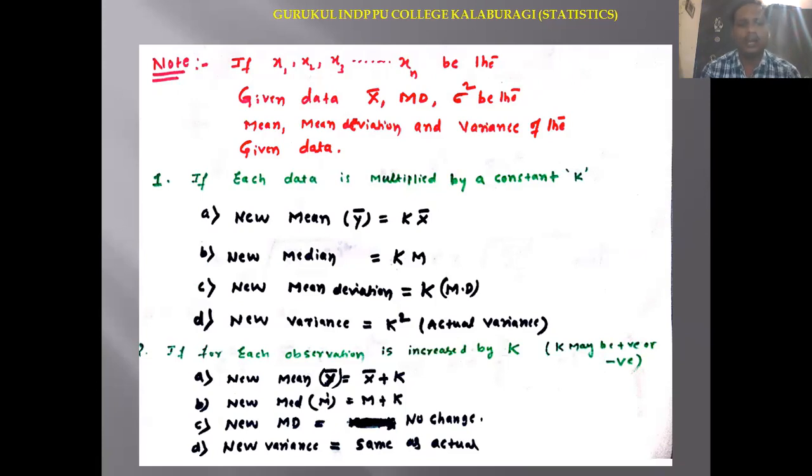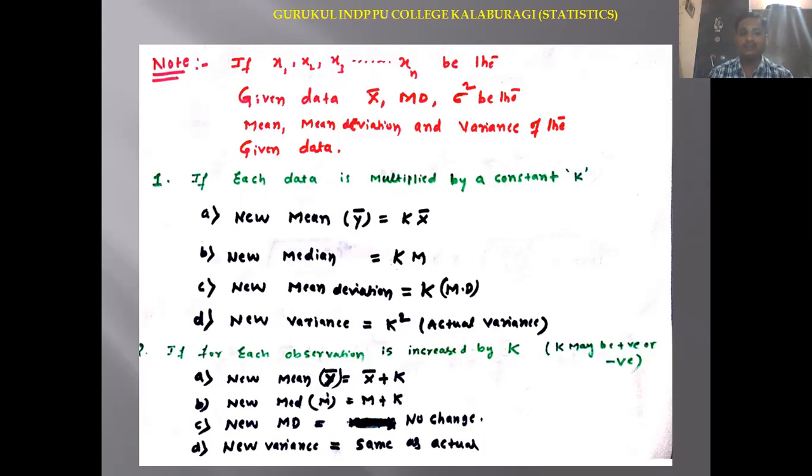Now first I will go through the new mean. The given mean is x bar. The required new mean, after multiplying by k, becomes y bar equals k times x bar. So you get k times the actual mean. The new median will again be k times the actual median. The new mean deviation will again be k times the actual mean deviation. So these are the new data. While multiplying k to each and every data, the result will be k times the mean, k times the median and k times the mean deviation.